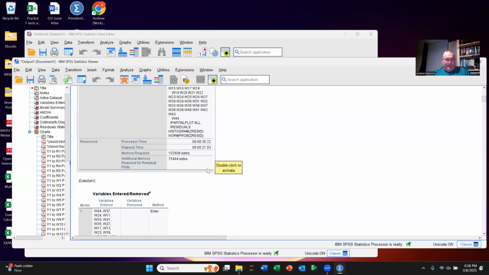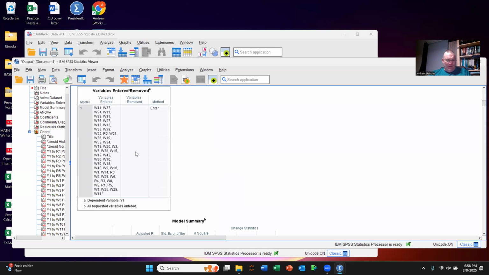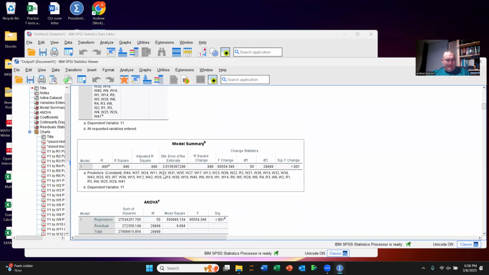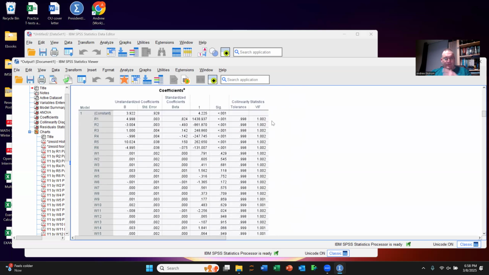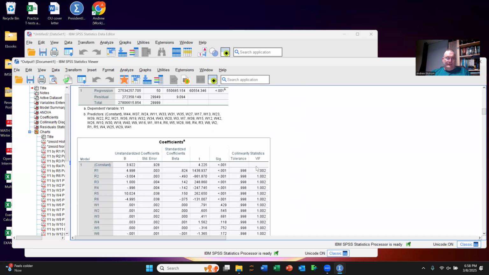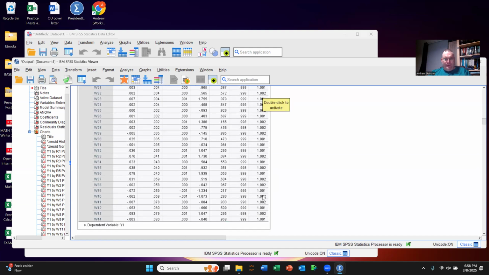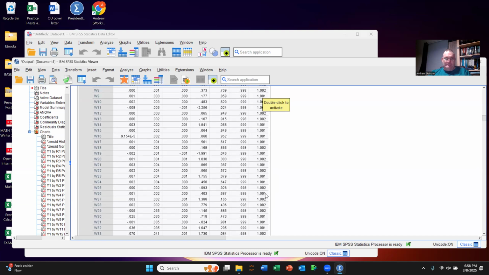So these are all the variables that we put in. This is telling us everything that was entered. We can see that the R squared here was 0.99. R squared adjusted is 0.99, standard error, and so on. And then here we can look at all of these. The thing that we need to be worried about when we're looking at a lot of these is literally this VIF column that I've got here. So we can see that all of these are 1 point something something.